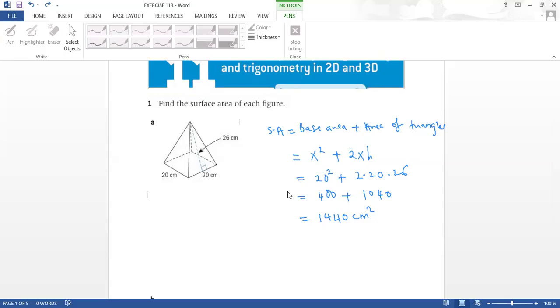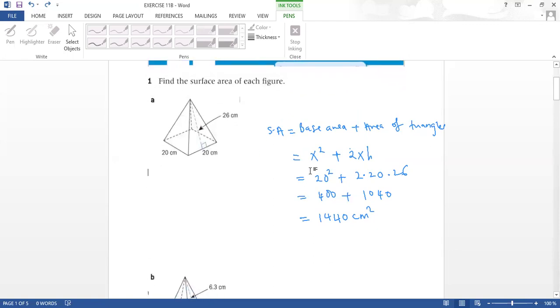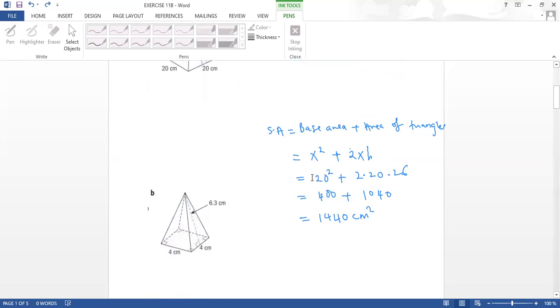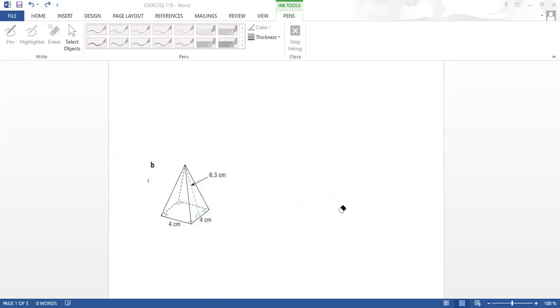Moving on to the second question. Allow me to delete the writings of the first question. Since you can actually go back, even if I delete this one, you'll be able to see what you have done in the previous step or previous question. So this just gives us an idea of what is happening.